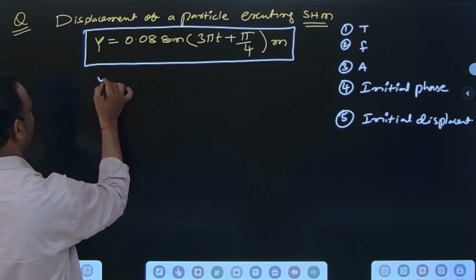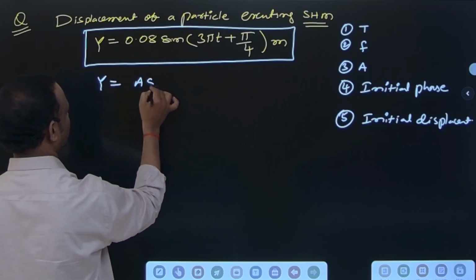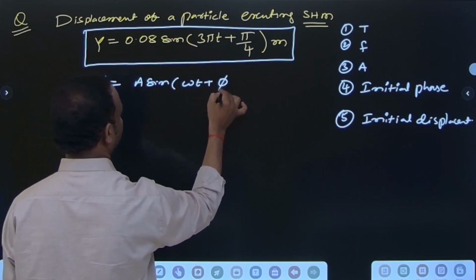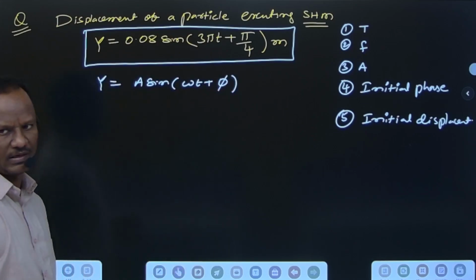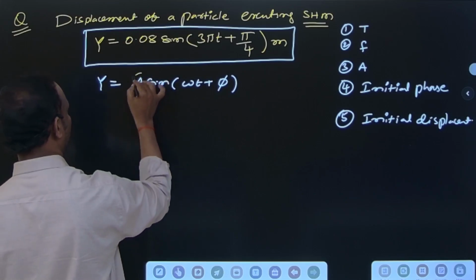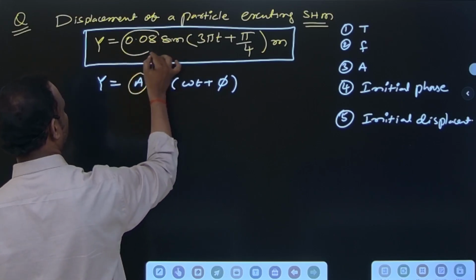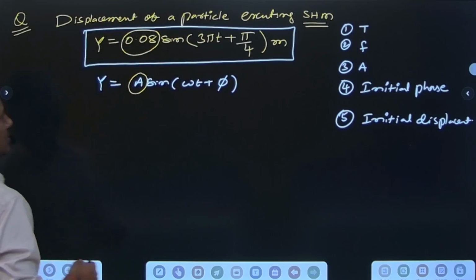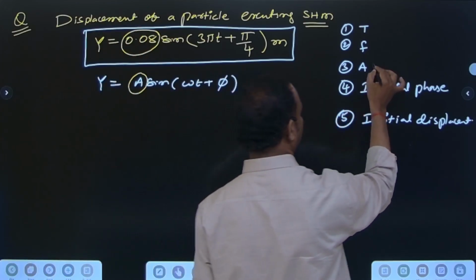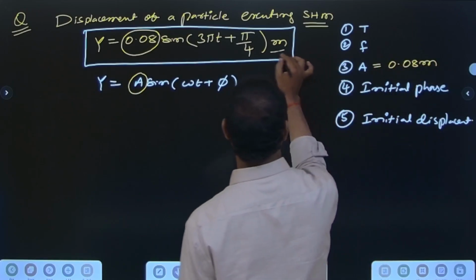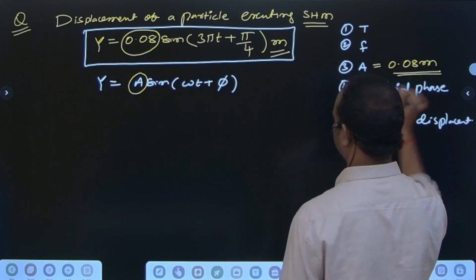This is in the form of y is equal to A sine omega t plus phi. So A is what? Amplitude. So what is the amplitude? 0.08. For the first one, here you can write 0.08. If it is mentioned in meters, we need to write in meters.